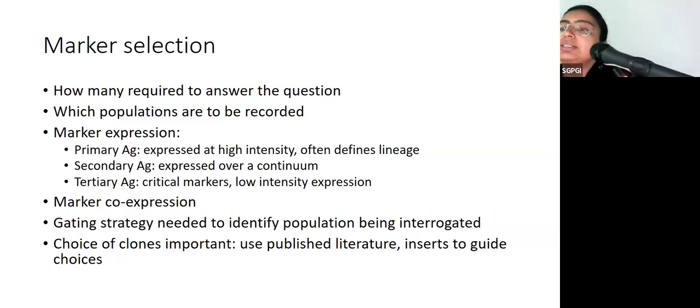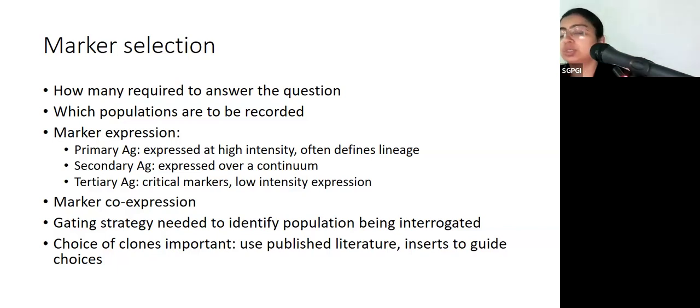And tertiary antigens, they are the ones which are critical markers for those who are assessing T regulatory cells, for example. So CD127 becomes the marker to identify T cells. It is expressed at a low intensity, so it becomes a critical marker. We have to know which markers are co-expressed. So try and make a mental picture of what is co-expressed. Again, identify the gating strategy.